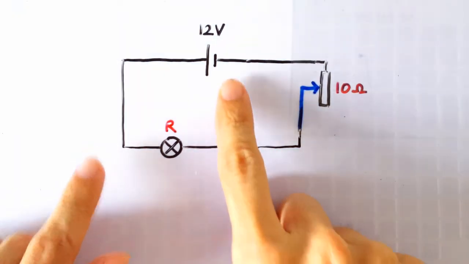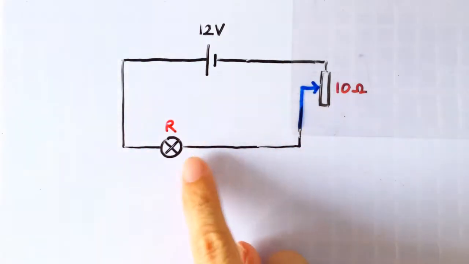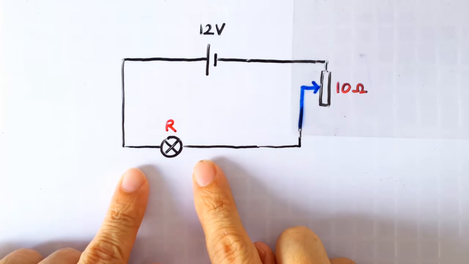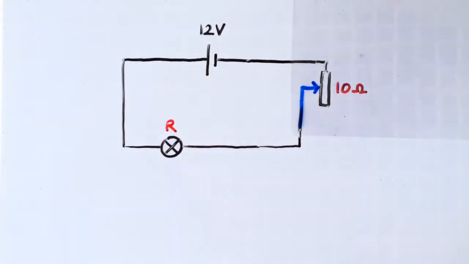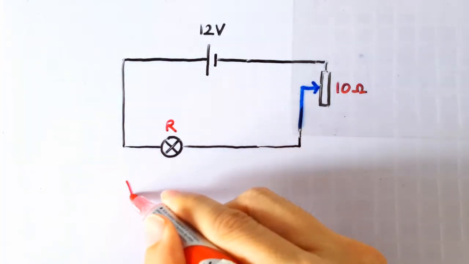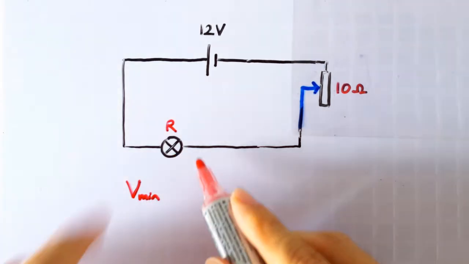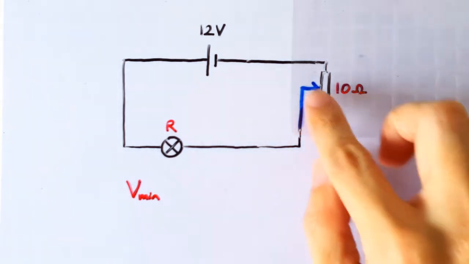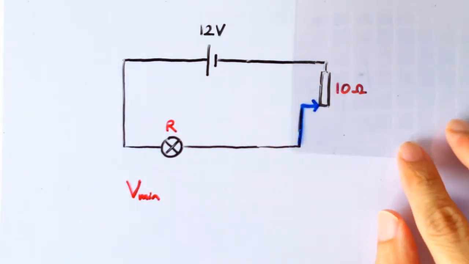So in this circuit, we have a 12-volt battery powering a light bulb, and we inserted this variable resistor so that we can control the current and PD across the light bulb. Let's start with the minimum PD across the light bulb. If we want the minimum PD, we should push the tapping point all the way down here.